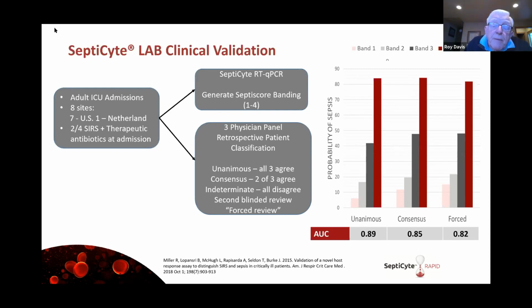The confirmatory sepsis process was done using a 3-physician panel with retrospective patient classification, and they had a unanimous group, a consensus group, and, in those groups that were indeterminate where all disagreed, they were forced to make a decision. The graph on the right shows the area under the curve from a ROC AUC standpoint of each unanimous, consensus, and forced decision process, showing good correlation between the diagnosis of sepsis versus SIRS, with a ROC AUC of 0.89 to 0.82, depending on whether the diagnosis was unanimous or forced.